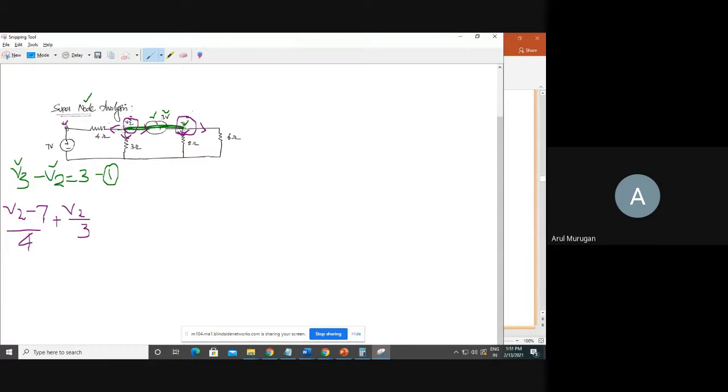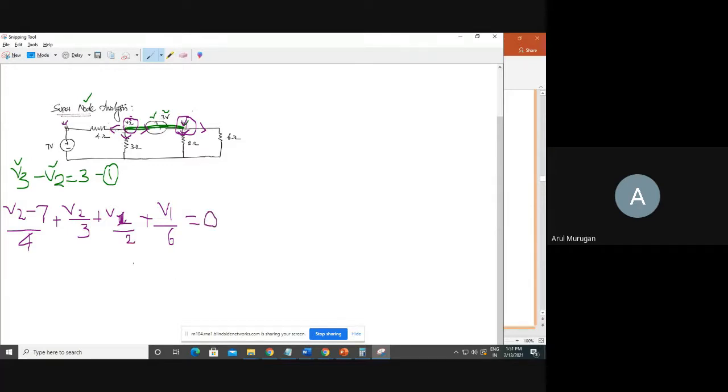Okay, then here, V2 means here V1 is there. So write V1 divided by 2, plus V1 divided by 6. It is equal to 0, that's all.